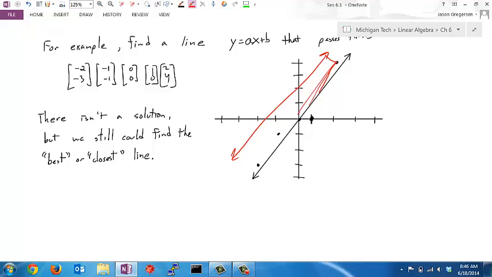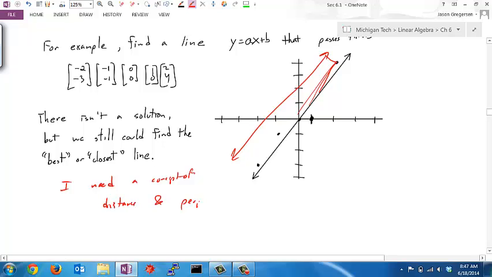So if I measure how far this point is away, that's what we're measuring, whether we're thinking about it or not. We're talking about the perpendicular distance to it. So I need a sense of what it means to be perpendicular in general to talk about closeness. So I need two concepts. I need a concept of distance and perpendicular. Perpendicular, or as we're going to call it, orthogonal.